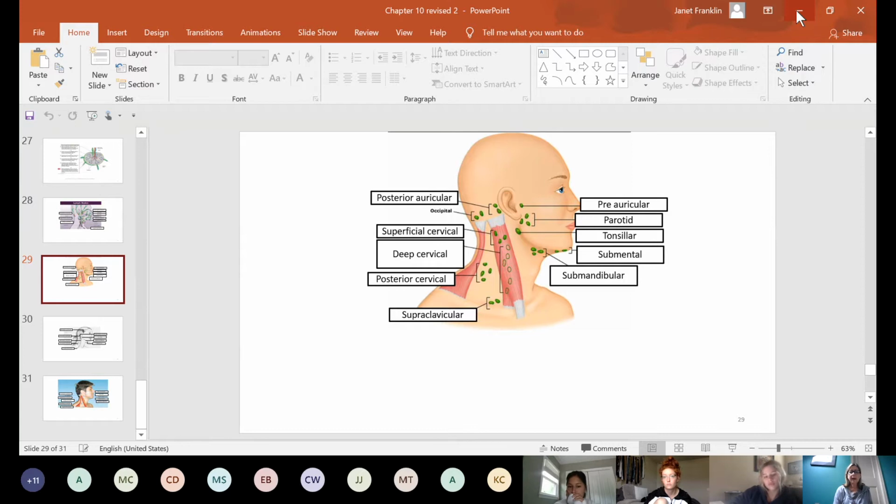Okay. The fascial spaces contain structures or parts of structures moving through the space. So this next slide shows you what it looks like.